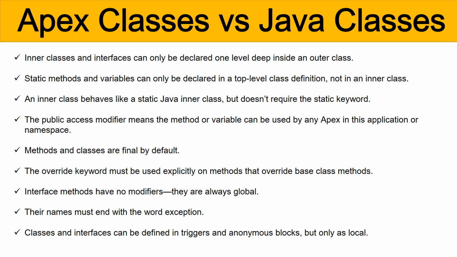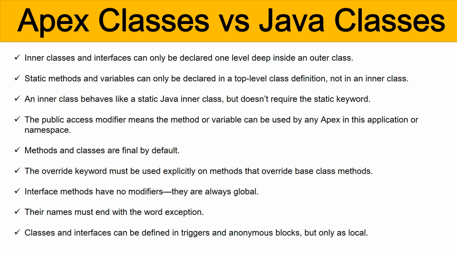These are the major differences between Apex classes and Java classes. To begin with, inner classes and interfaces can only be declared one level deep inside an outer class. Static methods and variables can only be declared in a top-level class definition, not in an inner class. An inner class behaves like a static Java inner class, but doesn't require the static keyword. An inner class can have instance member variables like an outer class, but there is no implicit pointer to an instance of the outer class, using the this keyword.